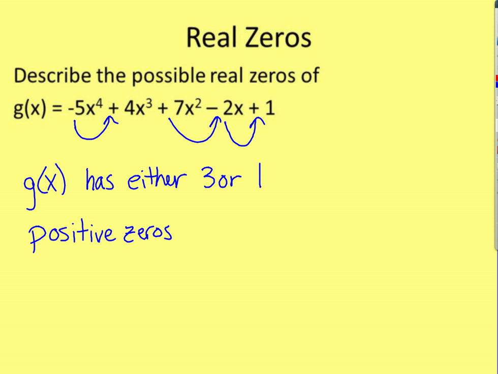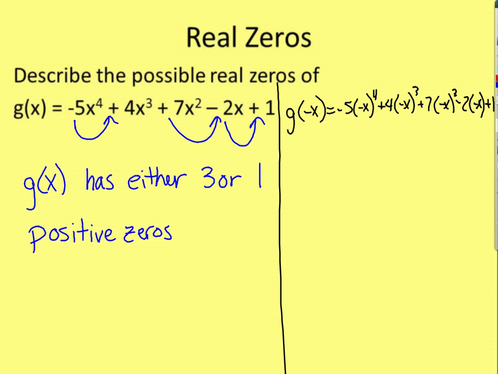Then we're going to do the exact same thing. We're going to plug in a negative x to see how many sign changes we have of g of negative x. So if we plug in a negative x to the 4th power, if you take it to an even power, it's going to become positive. So we have -5x to the 4th. Negative x to the 3rd power is just going to stay negative. You only change the sign if it's an even exponent. So negative x to the 3rd is negative x to the 3rd.